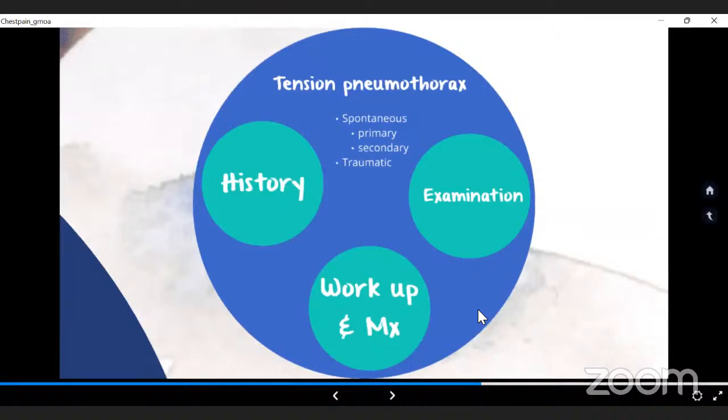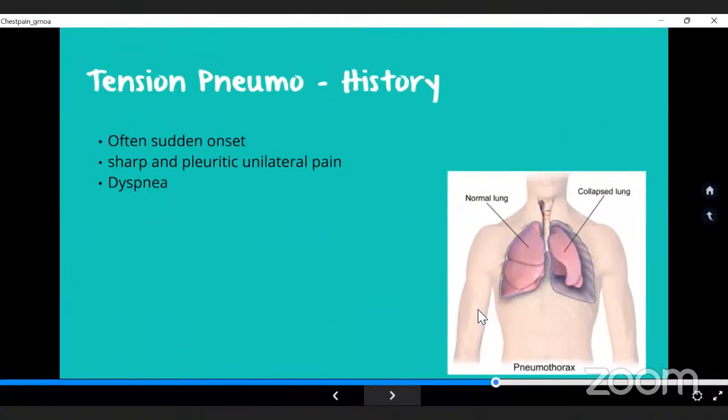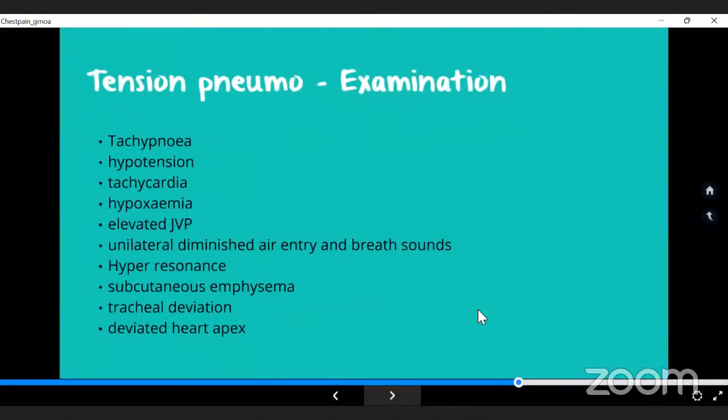History, very simply, coming with pleuritic chest pain and acute onset shortness of breath or worsening shortness of breath. Risk factors: smoking, tall thin people, Marfan's, pregnancy, familial pneumothorax, past history of pneumothorax. Examination, you know that. Tachypneic, hypotensive, because it's tension, it has got obstructive shock. So tachycardic, hypoxemic, elevated JVP, unilateral diminished air entry, hyperresonant percussion note, subcutaneous emphysema, tracheal deviation, deviated apex beat.